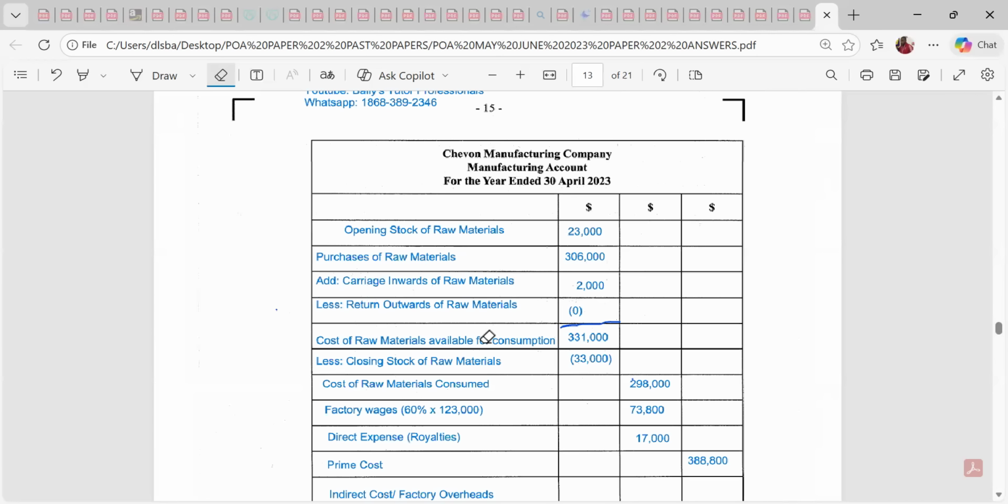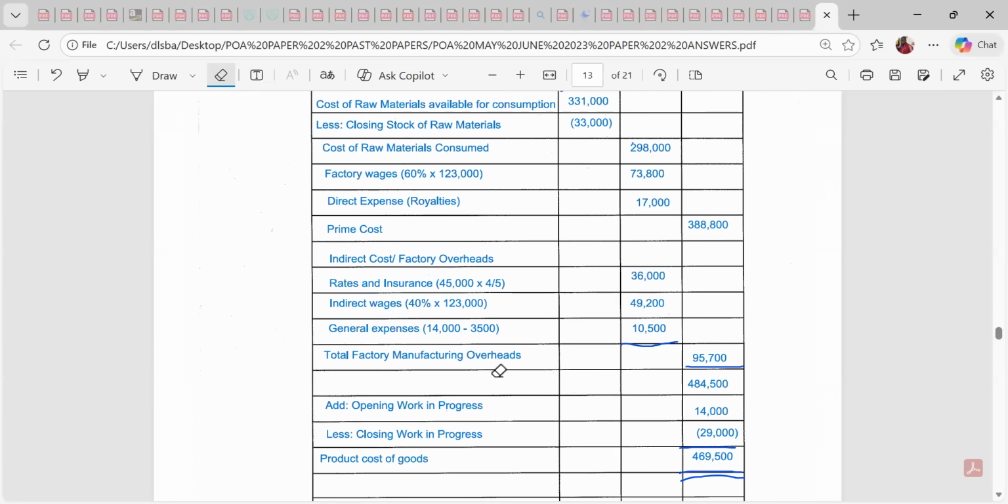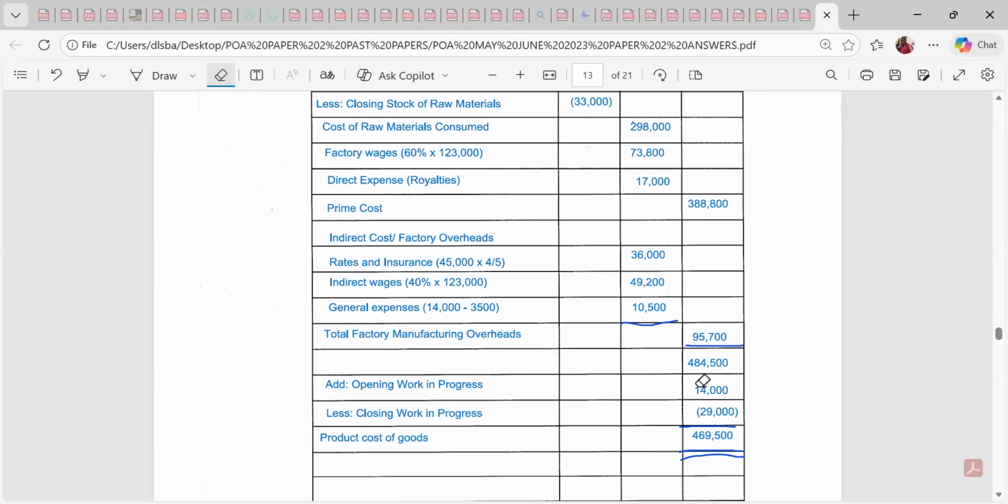So I'll record my indirect costs, the same indirect costs that we just called out, add them up, give my total indirect costs. Add them up, give my total costs. The last thing you do is add opening work in progress minus closing work in progress, and you get your cost of production.